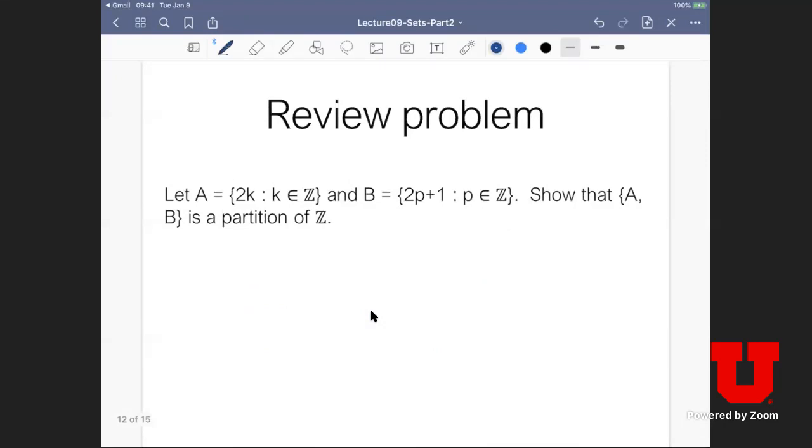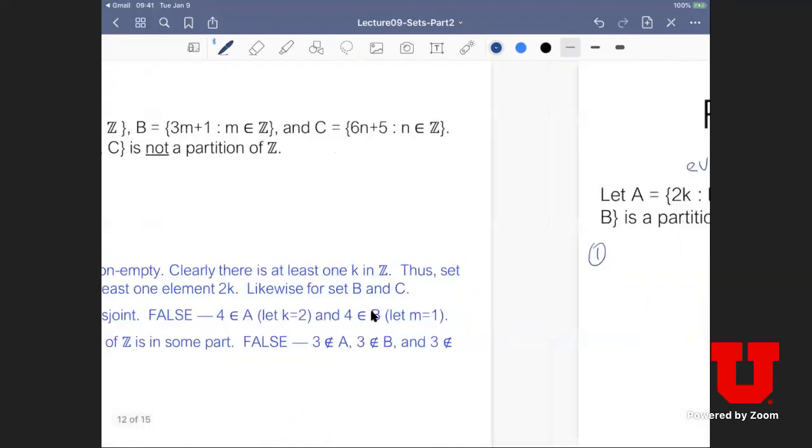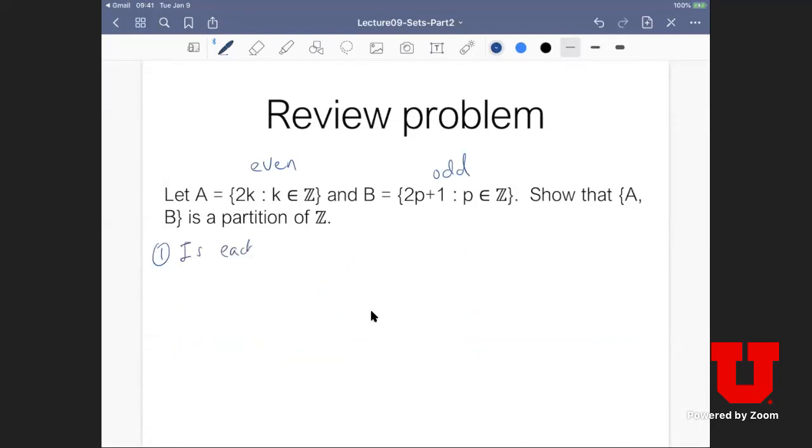The next one: we want to show that indeed the sets A and B form a partition of Z. If you look at it, the set A is the set of even integers, and the set B is the set of odd integers. So we really want to say that the even and odd integers create a partition. The first thing is to ask the same question as before: is each part non-empty? The answer is yes, because 0 is an even number, so 0 is in A, and 1 is an odd number, so 1 is in B. So the sets are definitely not empty.